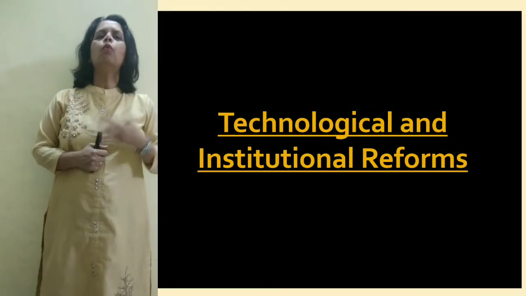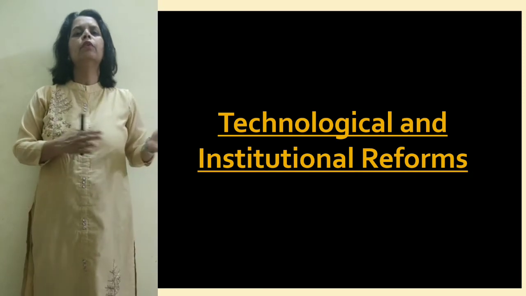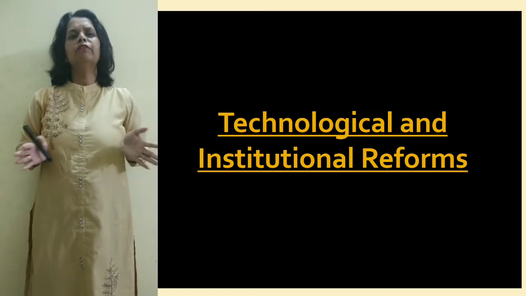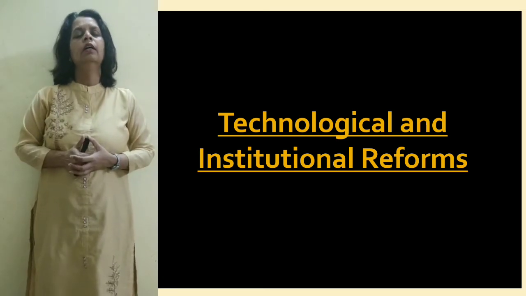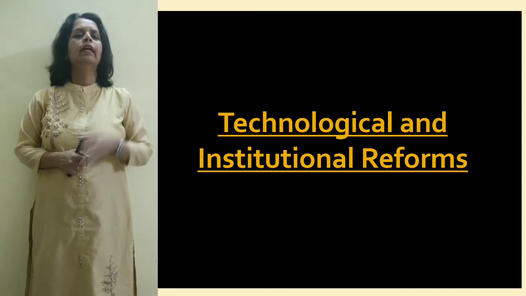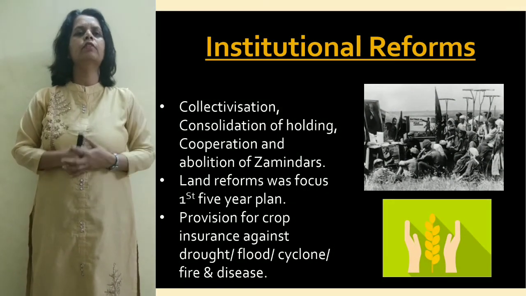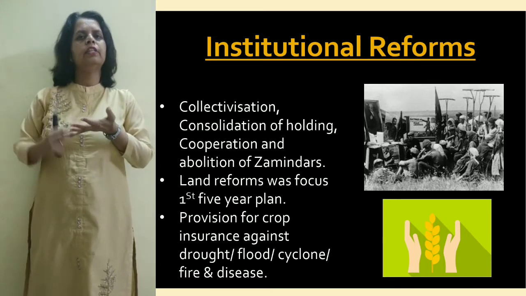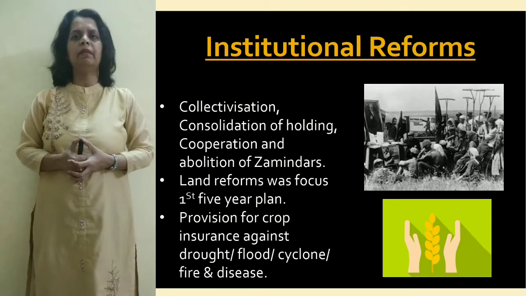Now let us see what technological and institutional reforms are needed. We are going to categorize these under two different headings. First we'll deal with institutional reforms, then we'll move on to the technological reforms. So let us start. When I talk about institutional reforms, the very first one is collectivization, consolidation of holdings, cooperation and abolition of the zamindari system.